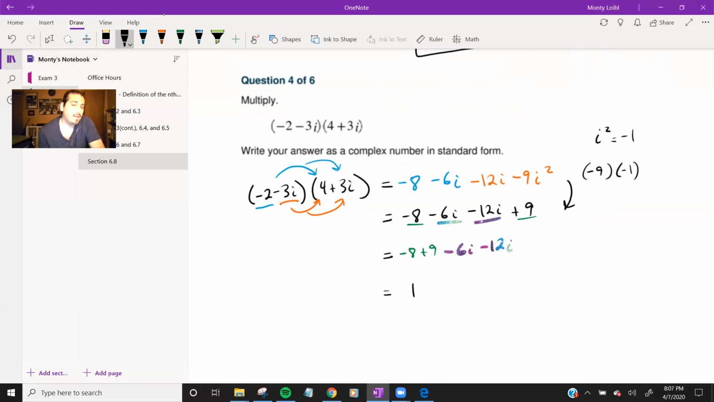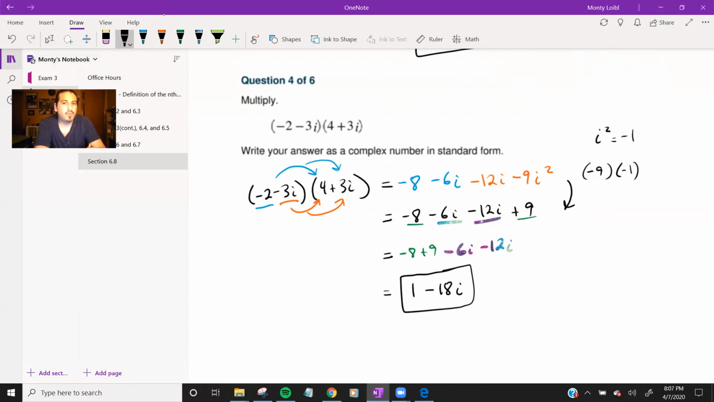Negative 6i minus 12i, right? You're at negative 6, but you're taking 12 away, so you're going super negative. You get negative 18i. Now keep in mind that it wants it in standard form.